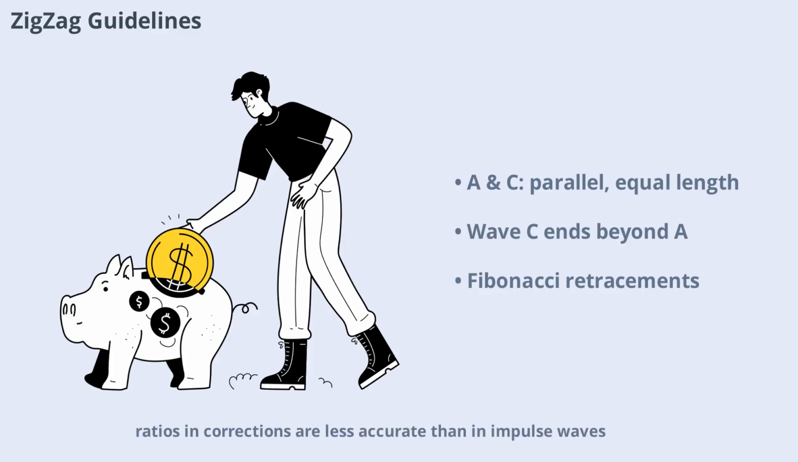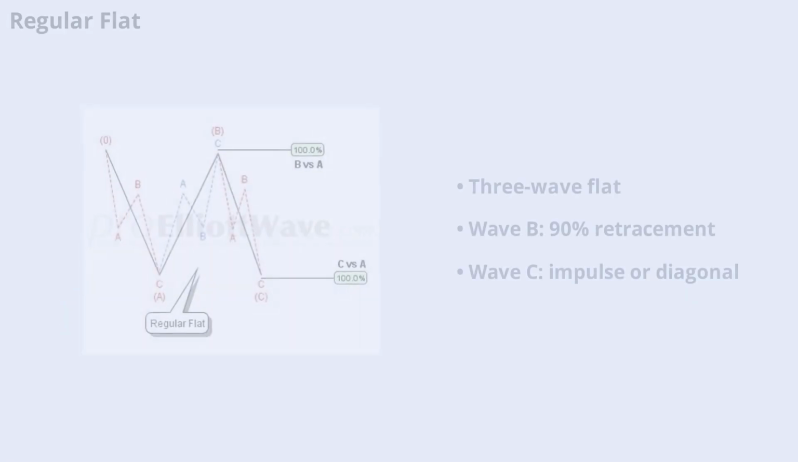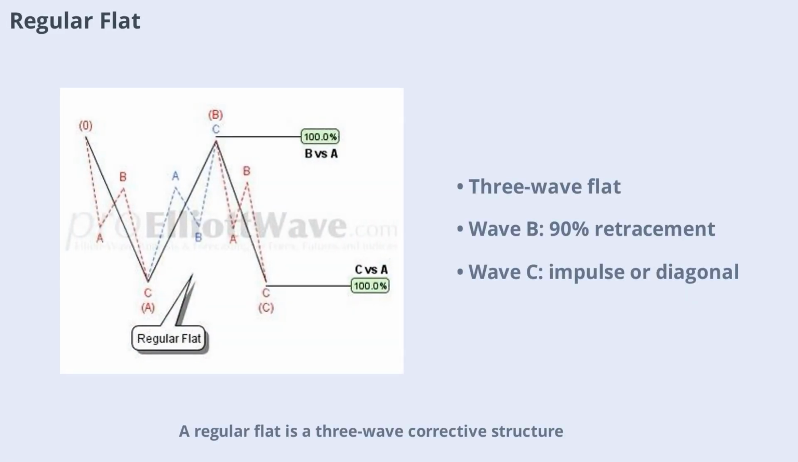Ratios in corrections are less accurate than in impulse waves. Typical Fibonacci retracements can be observed in charts, helping traders estimate the extent of corrections. A regular flat is a 3-wave corrective structure. Wave A is a 3-wave pattern and never a triangle.